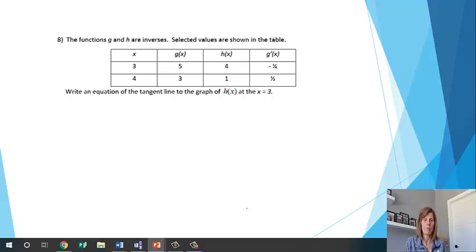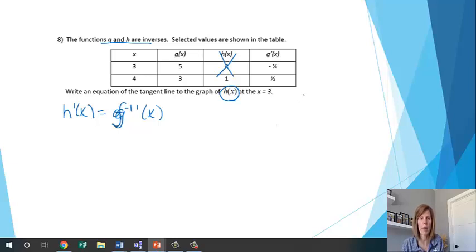Alrighty, welcome back. The first thing we want to do is establish that relationship between h and g. Again, I'm just going to cross out my information about h because more information is given about g. They are inverses, so I know that h prime of x is equal to the derivative of the inverse of g. Two things I need to find again are the slope and the x and y value. My slope is going to be h prime, and since it's told me that x equals 3, my point is going to be 3, something.